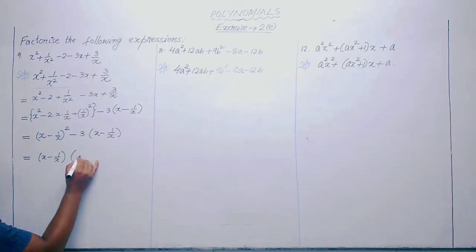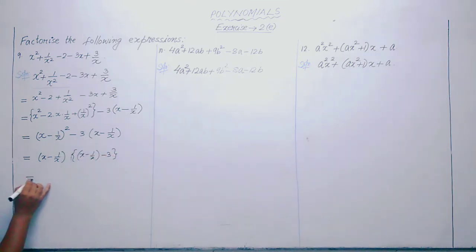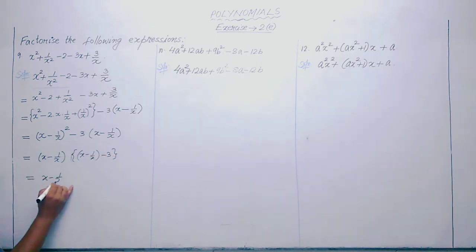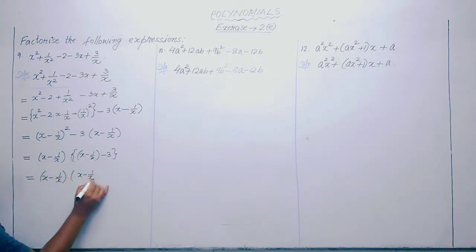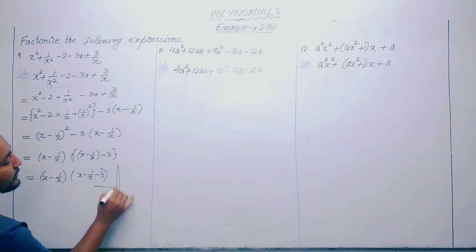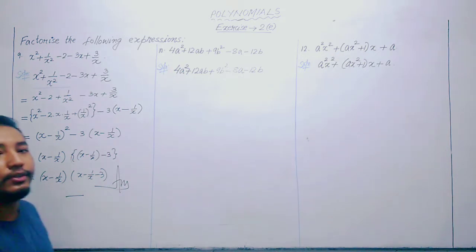From here, x minus 1 by x, 1 time is outside. What is remaining? x minus 1 by x is remaining. Minus 3 is remaining. You have x minus 1 by x, x minus 1 by x minus 3. That is the answer. Product of factors, that is the meaning of factorization.